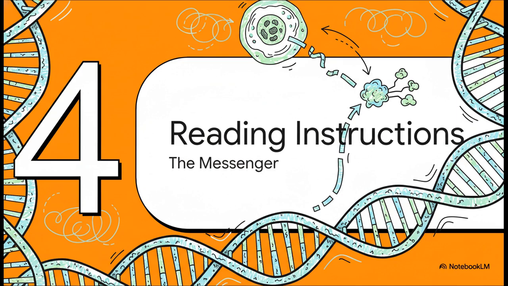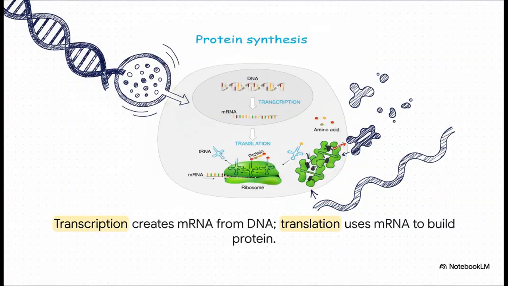But how does the cell actually use it? How does it read one specific instruction from that massive library to build a protein? For that, it needs a messenger. This is the big picture, a concept so fundamental it's called the central dogma of biology. The information has to flow from the DNA blueprint out to the protein workers.